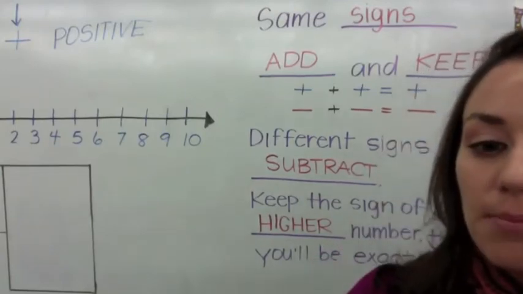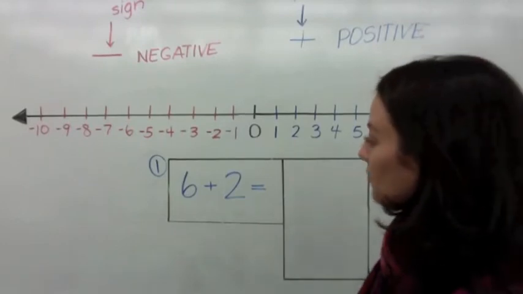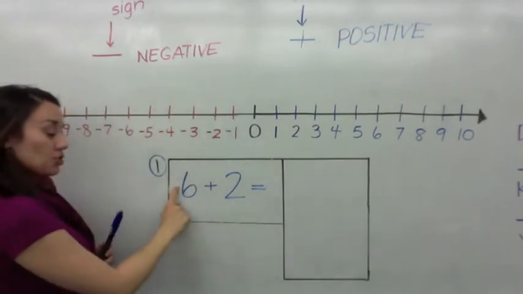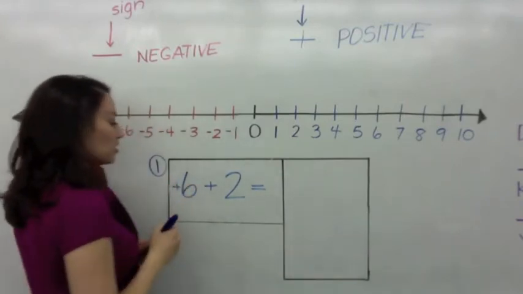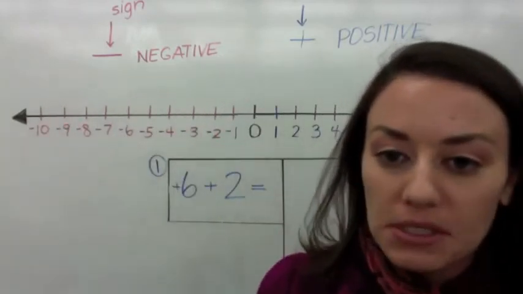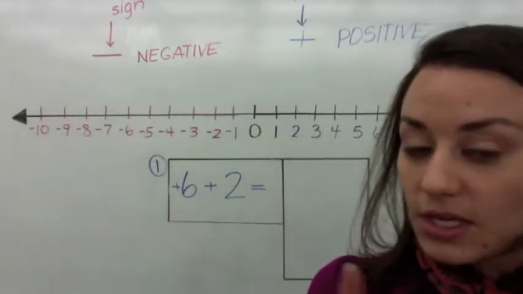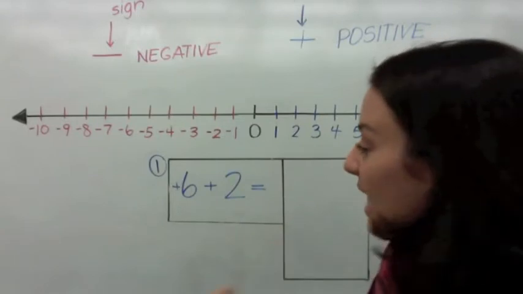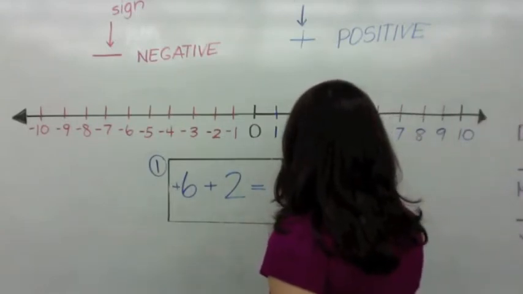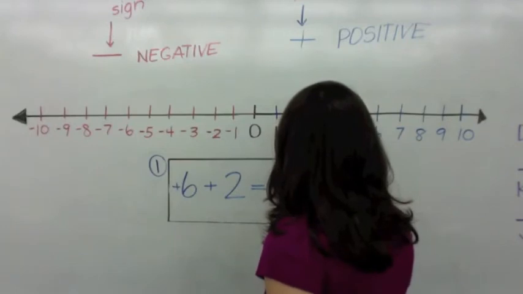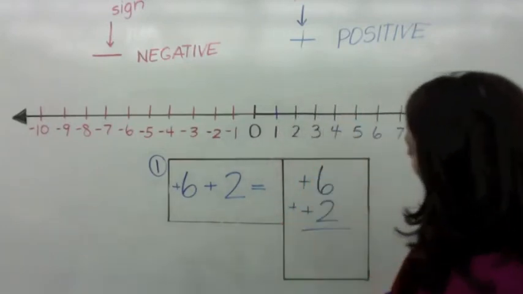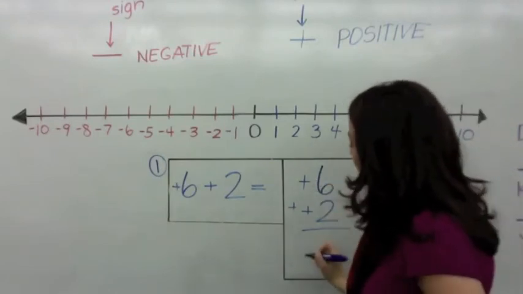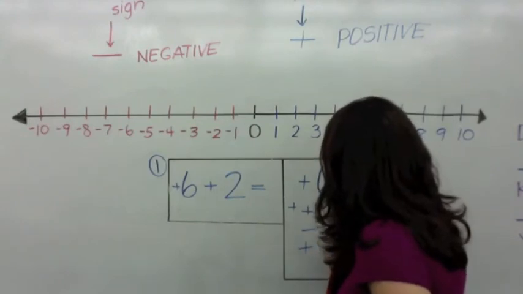Very good. So let's do some examples. Let's look at the first example. First example says positive 6 plus 2. Even though there is no sign here, you can put one if you like. That's a positive 6 plus 2. Do they have the same signs? Are they both positive? Yes. So we say same signs add and keep. So we're going to say positive 6 plus a positive 2. All right? So we say 6, 7, 8. Now we're going to keep the signs. Since they're both positive, we're going to make the answer positive.